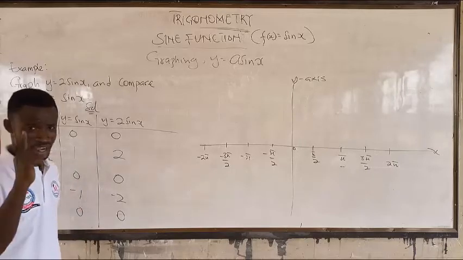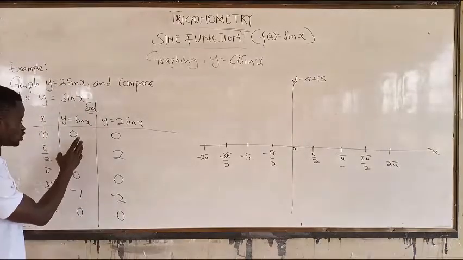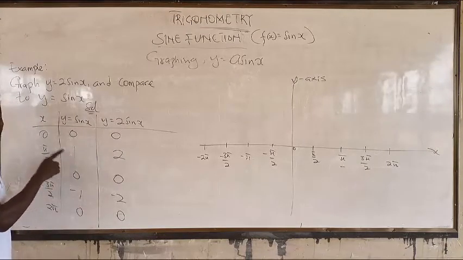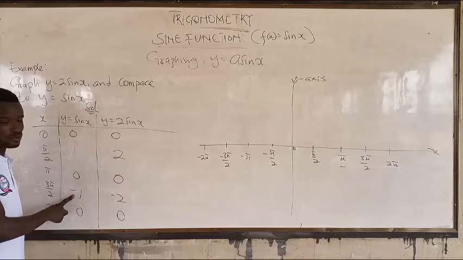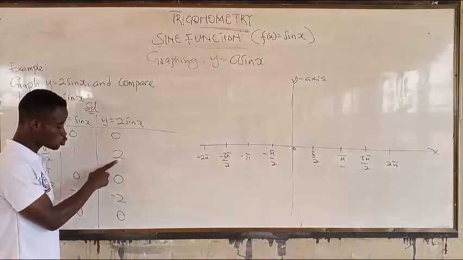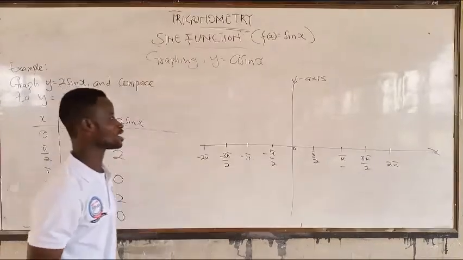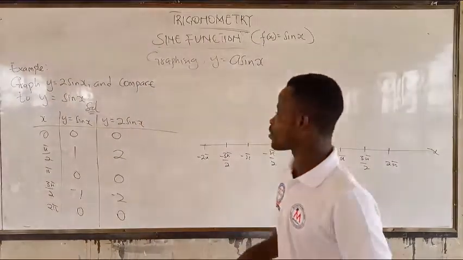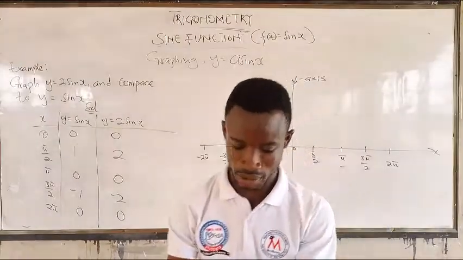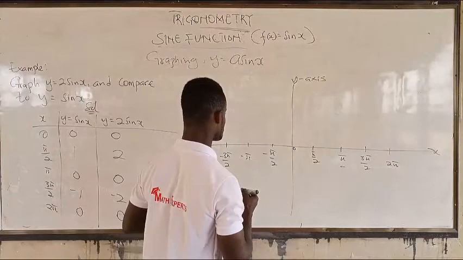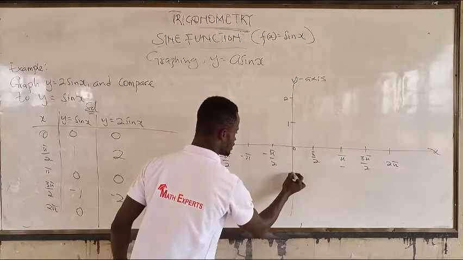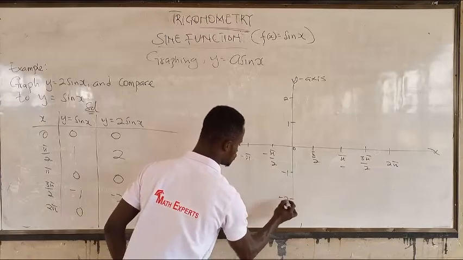Don't forget that the range of sin x, the maximum is going to be 1 and the minimum is going to be -1. But for 2 sin x, you can see that the maximum is 2 and the minimum is what? -1, sorry, negative 2. Very good. So looking at what we have here, let's go and plot that and see. So we are going to have 1 and 2 and negative 1 and negative 2.